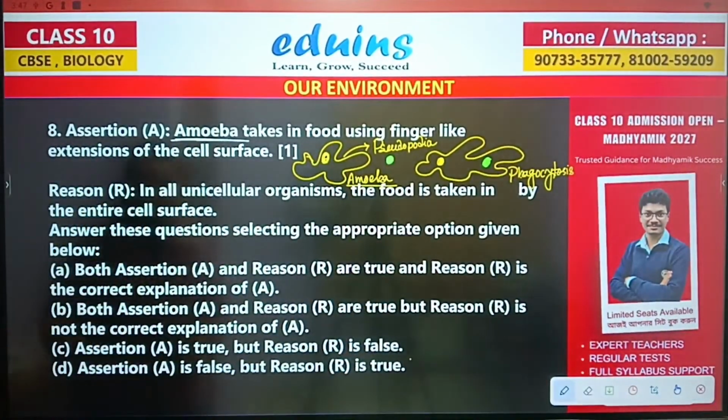So what will be the correct answer? Assertion A is true, but reason R is false. So option C will be the right answer.